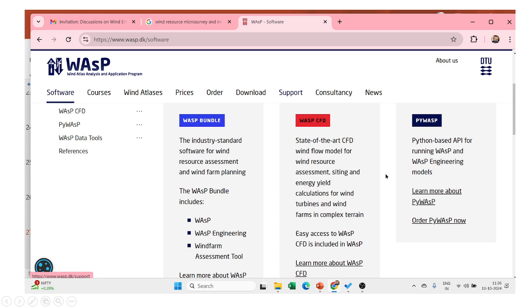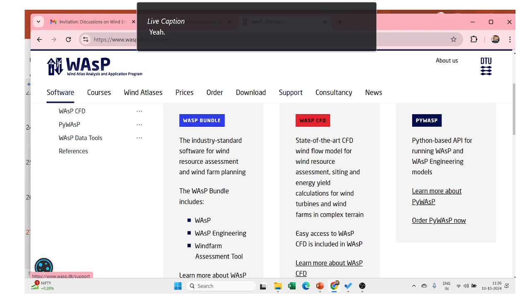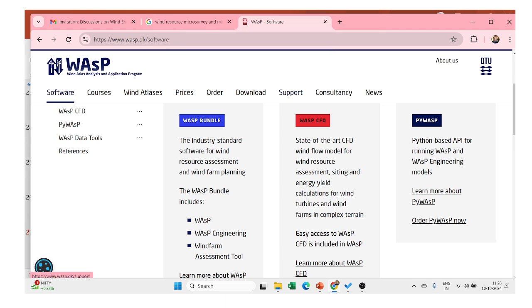To do this micrositing, there are industry standard softwares already available. Even though I got trained in WASP, I am not a regular user of WASP. I don't have a copy of WASP on my laptop, so I cannot give you finer details or hands-on sessions in WASP. For WASP also, a separate class is there, sir.